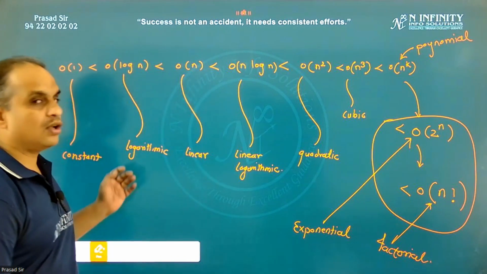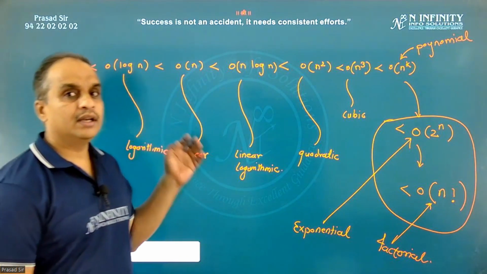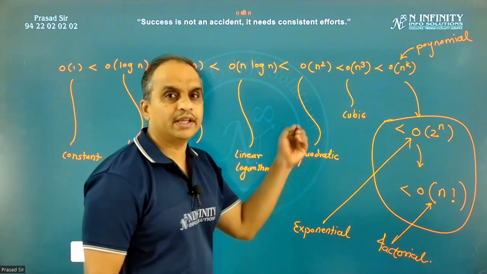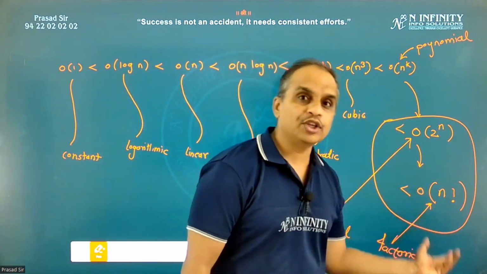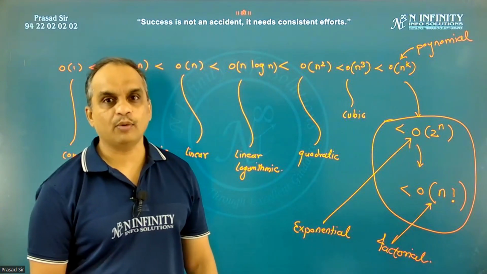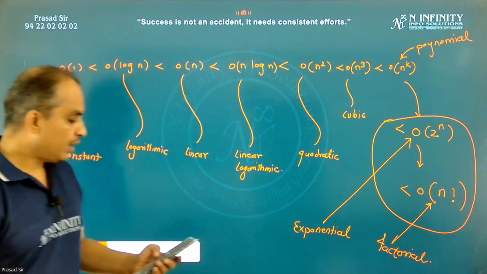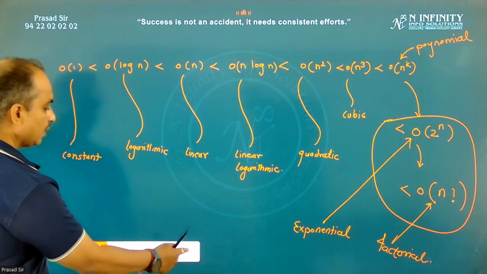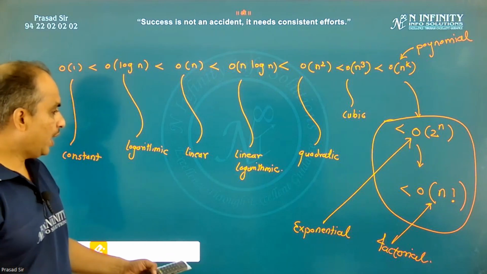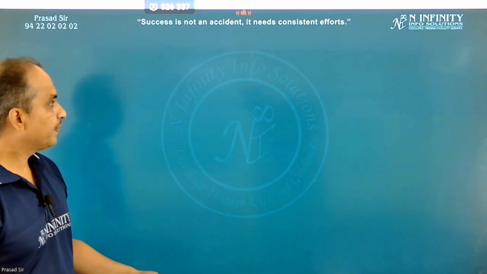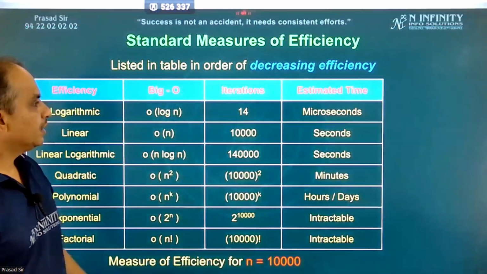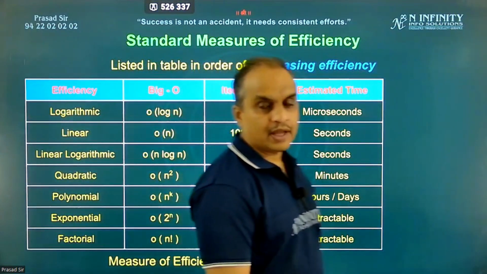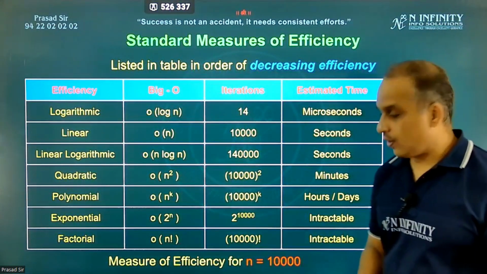But this is constant, logarithmic, linear, linearithmic, quadratic, cubic, polynomial, exponential, as well as factorial time complexity, right? Okay, now if we save this and go ahead, please see the table I have written here, and this table gives you an idea, right?